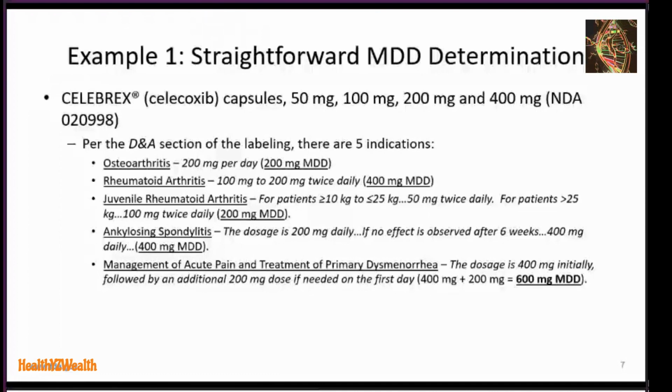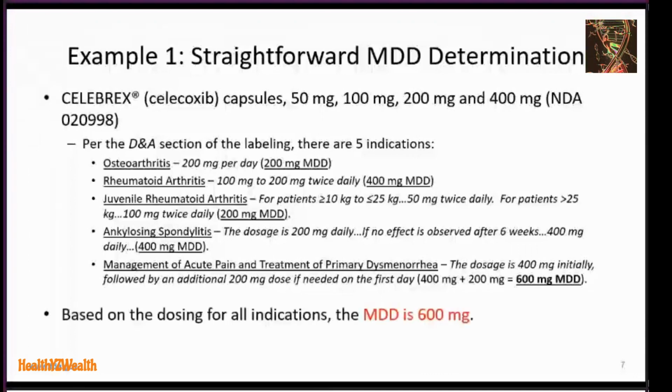And finally, for the management of acute pain and treatment of primary dysmenorrhea, the dosage is 400 milligrams initially with an additional 200 milligram dose if needed on the first day, so the maximum daily dose is 600 milligrams. Therefore, based on all of the indications for Celebrex, the maximum daily dose is 600 milligrams, based on the recommended dosing for the management of acute pain and treatment of primary dysmenorrhea.